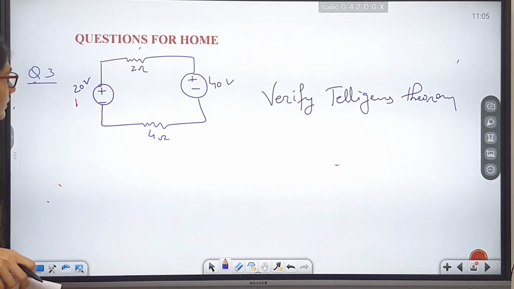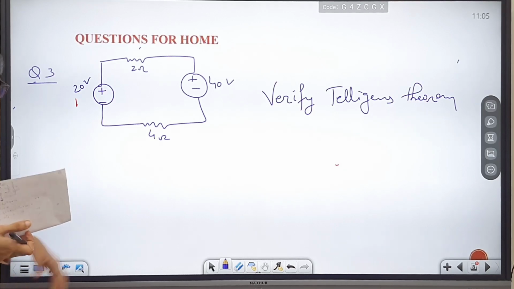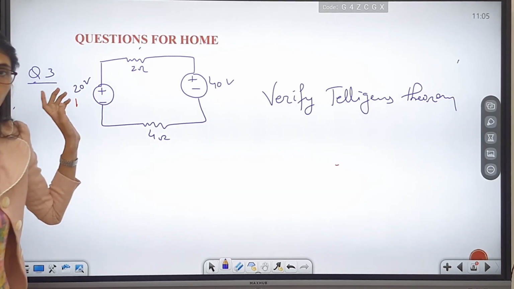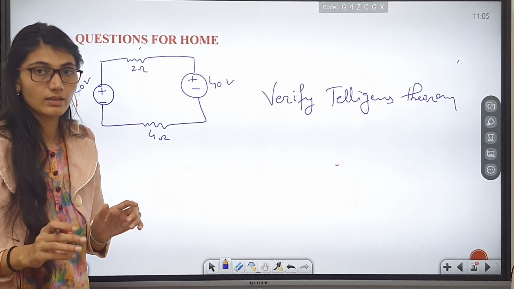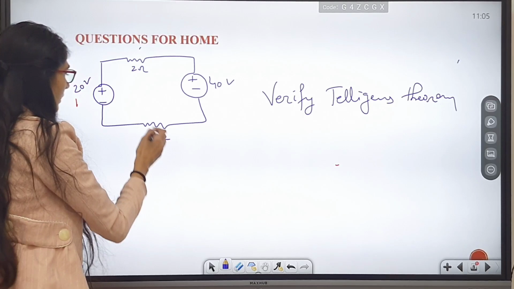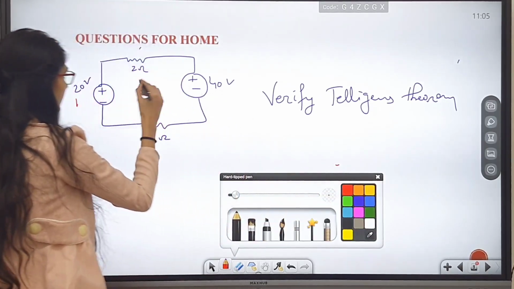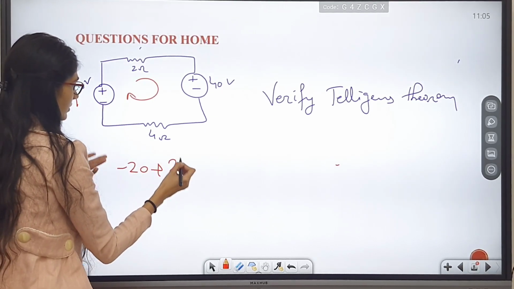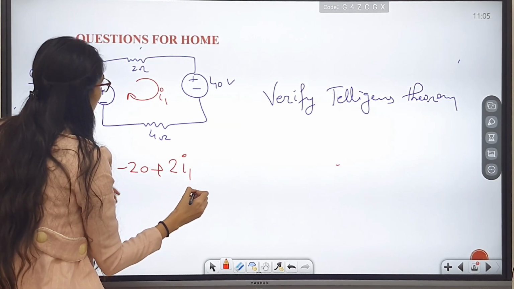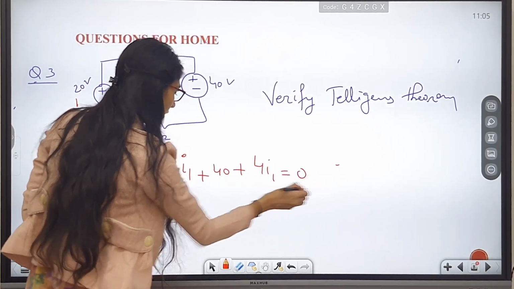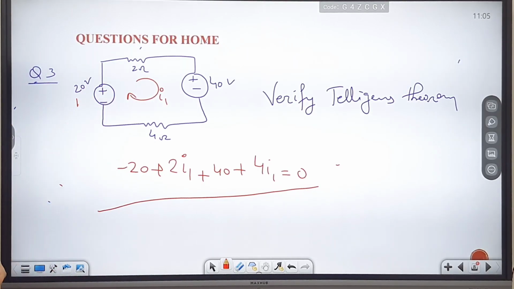You have to find out the current through the circuit and you will verify the superposition theorem. And how will you find current? You will be using KVL. In most of the cases, whenever you have to find current, firstly think about KVL. Take any direction, go with this: minus 20 plus 2 into, say this is current I1, plus 40 plus 4 into I1 is equal to 0. You can find I1 and then you have to verify the theorem.